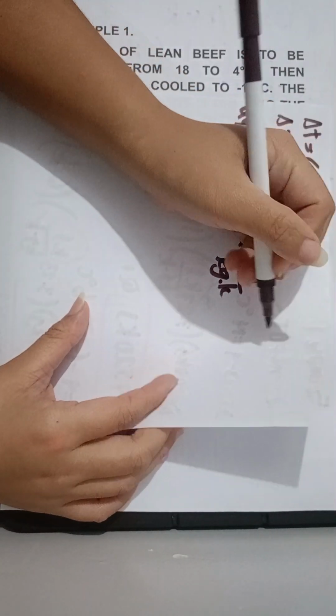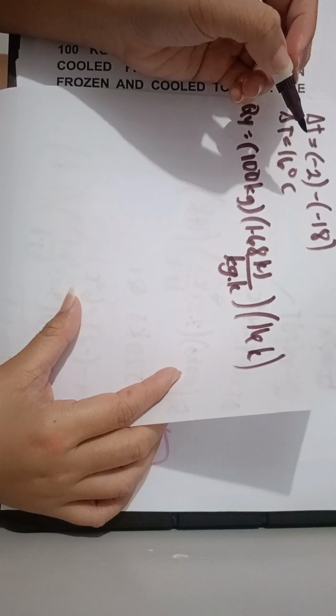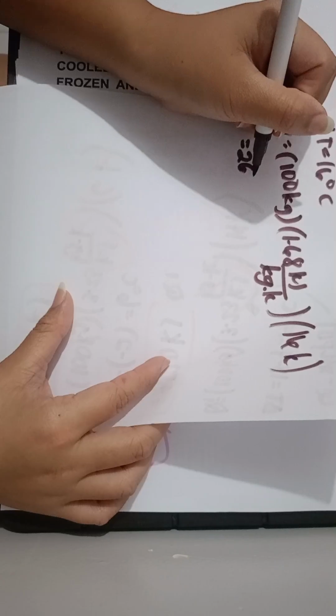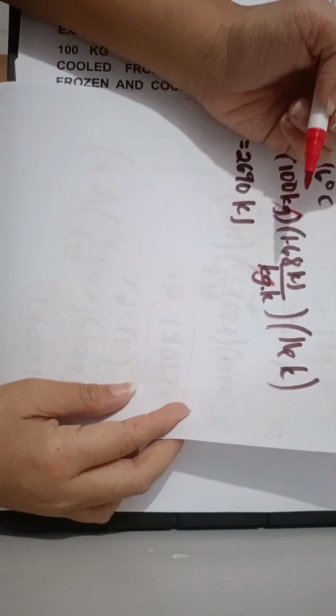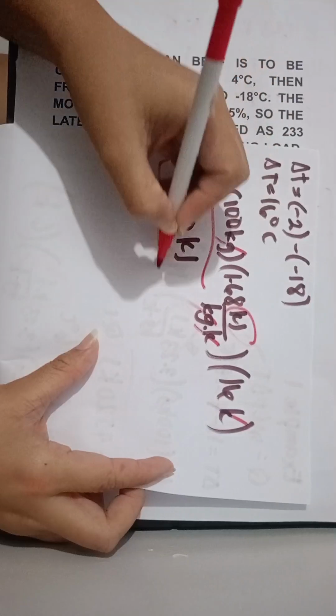And then for cooling frozen beef to storage temperature, delta T is negative 2 minus negative 18, so our answer will be 16 degrees Celsius. And then for Q4, 100 kilogram multiplied by 1.68 kilojoule per kilogram Kelvin, and our temperature answer is 16 Kelvin. So the answer here is 2,690 kilojoule. Same as before, just cancel, and cancel again, so we get kilojoule again as the answer.